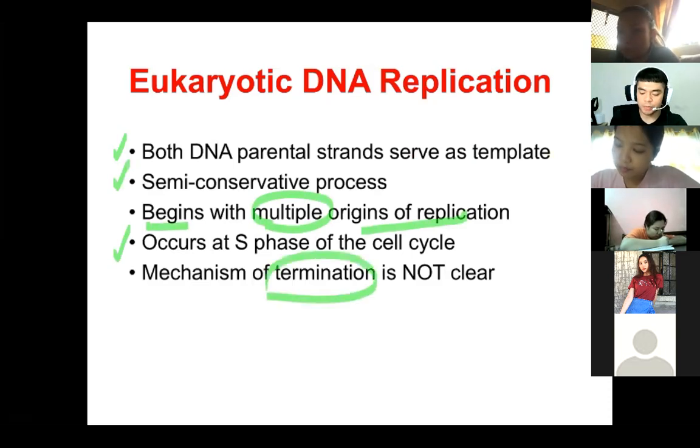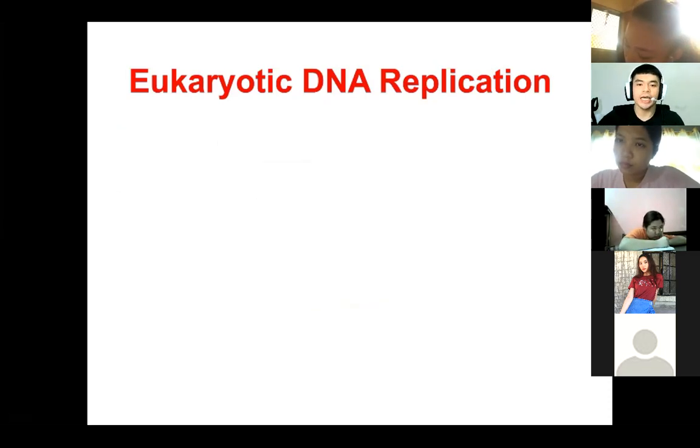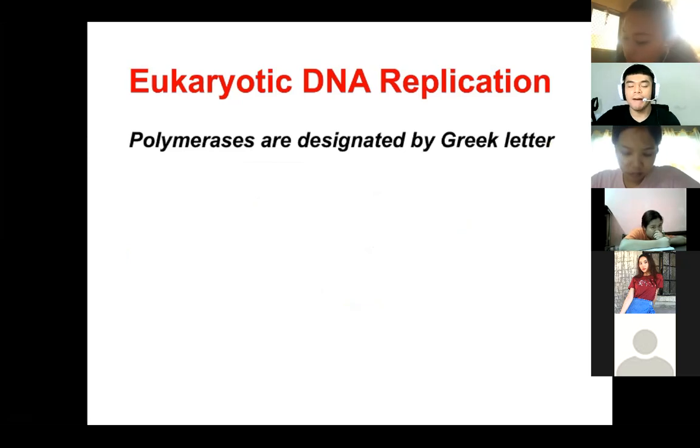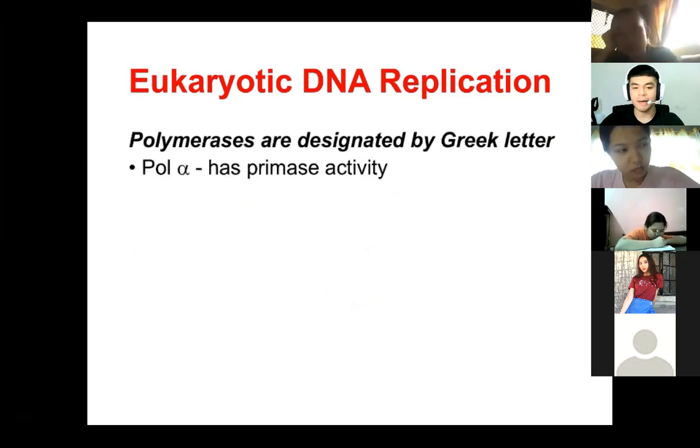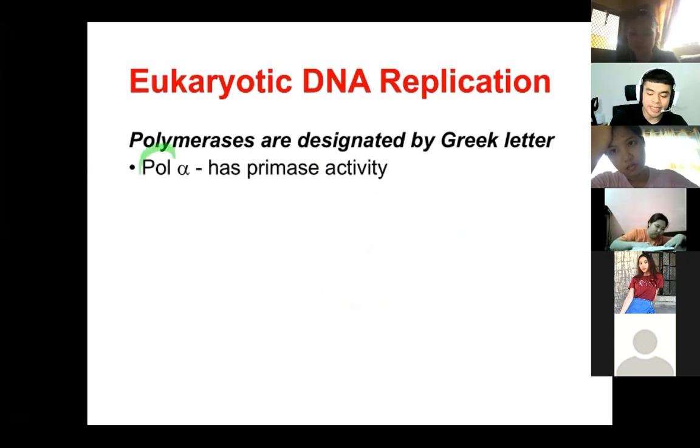And ang termination process ng eukaryotic DNA replication is not that clear as compared to the prokaryotes. In eukaryotic DNA replication, polymerase also act here. Pero meron tayong mas specified designations ng pangalan nila. Okay? Pero hindi naman nalalayo sa activity doon sa prokaryotes kanina. So for example, dito sa eukaryotes, hindi na 1 at 3 ang term natin. Mga alpha na, Greek alphabets na. Okay? So una, ang RNA primase kanina, dito, polymerase A ang tawag.